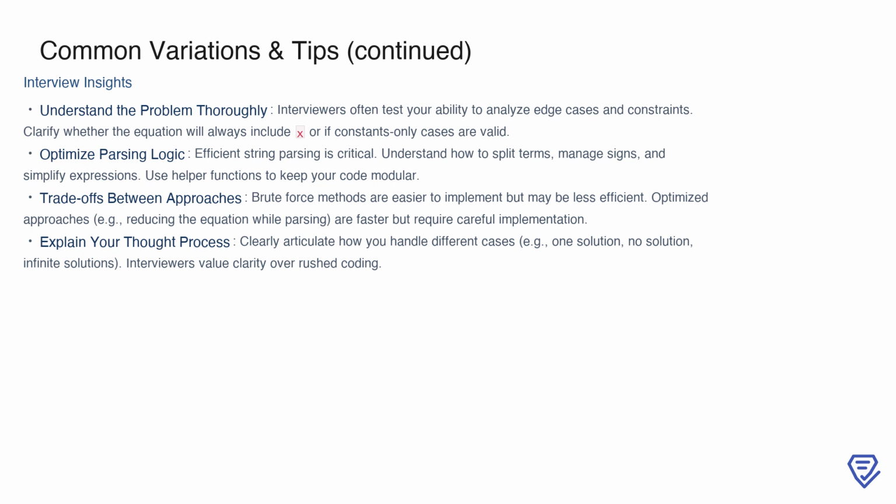Another key area is optimizing your parsing logic. Efficiently splitting terms, managing signs, and simplifying the equation is at the heart of this problem. Using helper functions can help you keep your code modular and easier to debug. You should also consider trade-offs between different approaches. While brute force methods might be simpler to implement initially, they're often less efficient. Optimized approaches, such as reducing the equation while parsing, can be faster but require careful implementation to avoid errors.